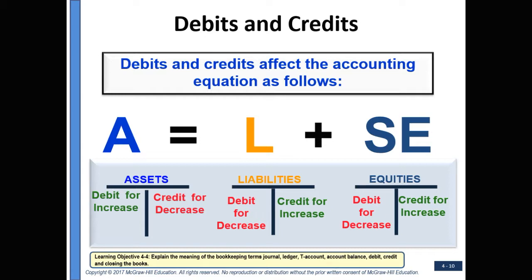An easier way for students to potentially remember this concept is to relate the T account increases and decreases back to the accounting equation. Assets are on the left-hand side of the accounting equation, therefore they increase with debits. Liabilities and equity accounts are on the right-hand side of the equation, and they increase with credits.